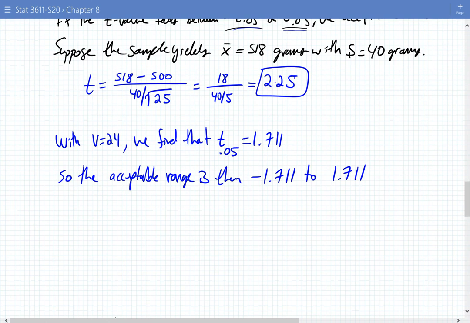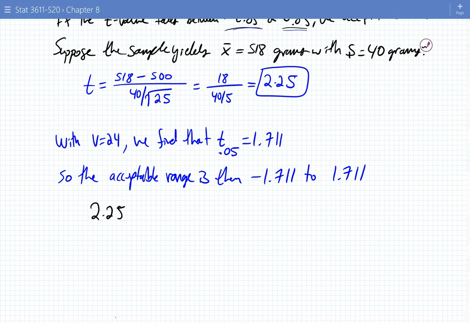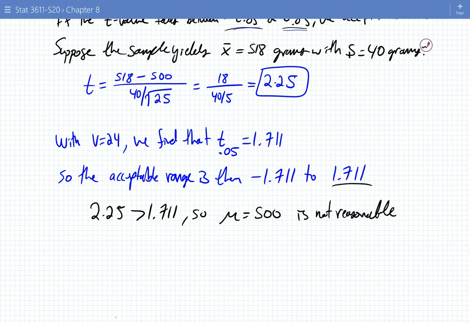All right, well, what's our t-statistic? That's just 2.25. It's not in the range. 2.25 is not in our acceptable range. It's bigger than our upper bound. So we would conclude that the stated population mean of 500 is not reasonable. It is very unlikely that that is in fact the true population mean.